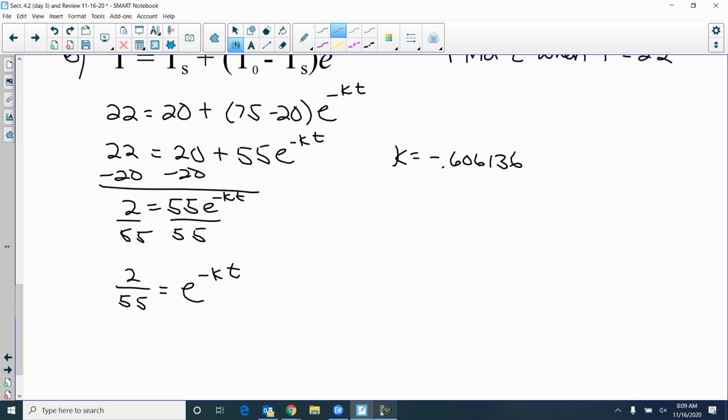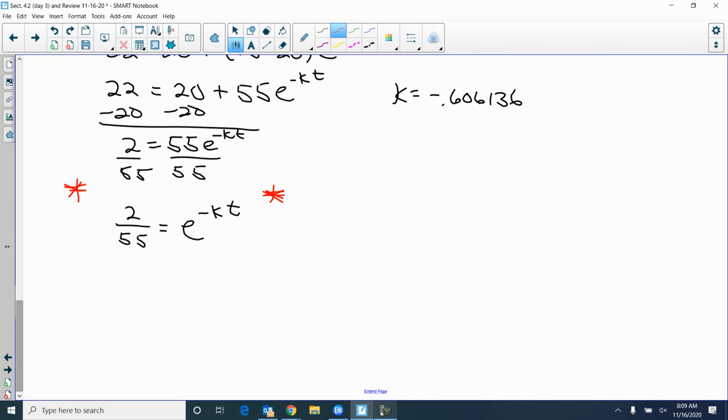All right, this is where this happens. You're kind of like, all right, what do I do here? Can't really solve it. You can't take the t root. You can't take the k root. You can't do anything like that. This is where you convert to ln form. So convert to natural log form.